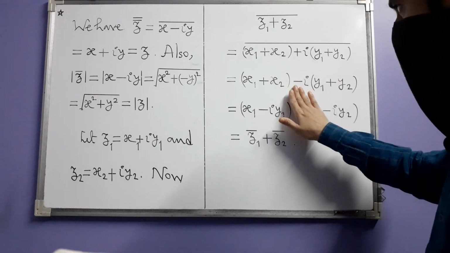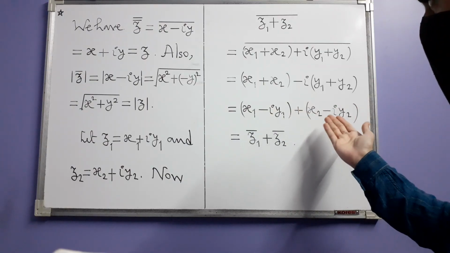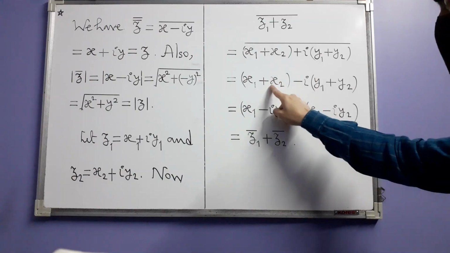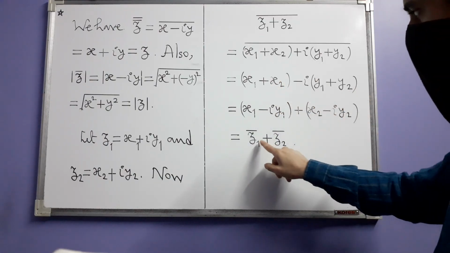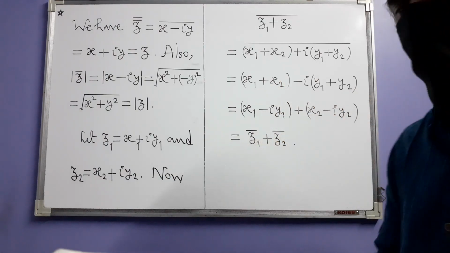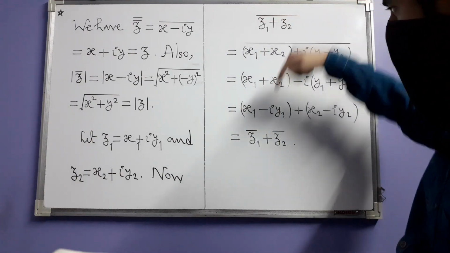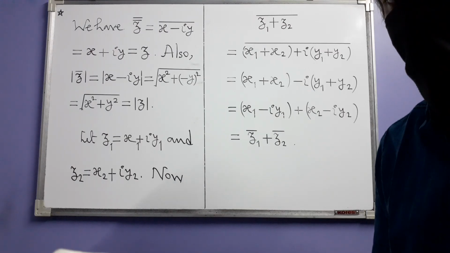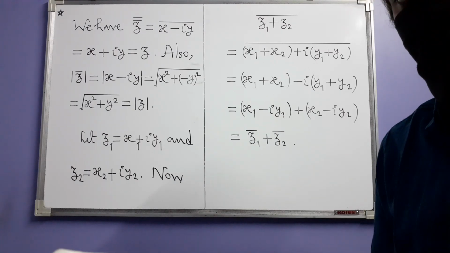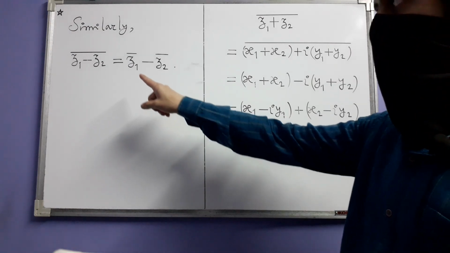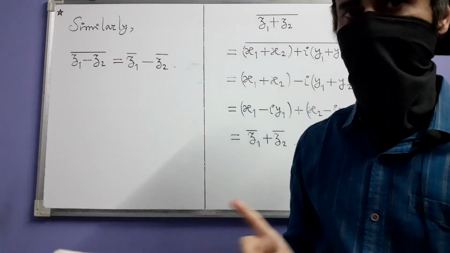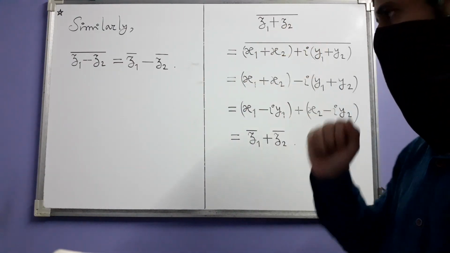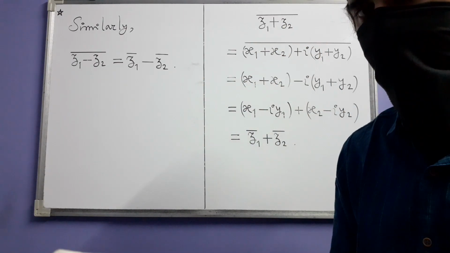So you put a minus sign here. And then after rearranging things, you see that this is nothing but x1 minus iy1 plus x2 minus iy2. So that is just z1 bar plus z2 bar. So complex conjugate distributes itself over complex addition. This is a very nice property. It simplifies calculation. In a similar manner, complex conjugate also distributes itself over complex subtraction, which you can prove exactly like this one. I am leaving that to you.